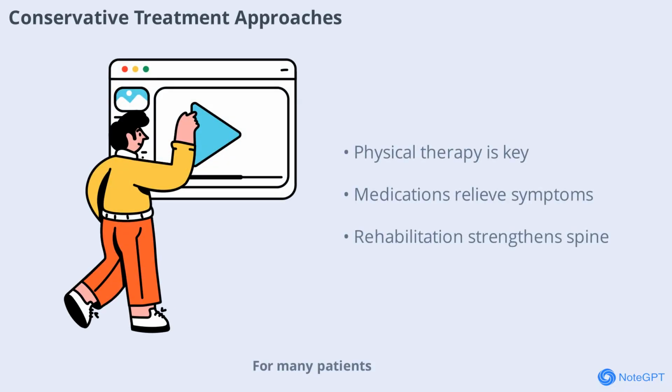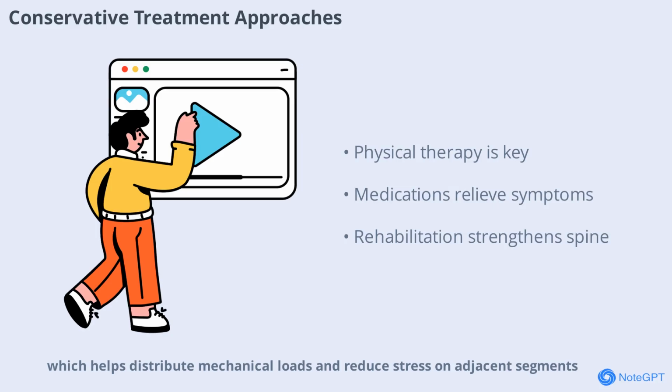For many patients, conservative treatments are the first line of defense against ASD symptoms. These include physical therapy, rehabilitation, medications such as NSAIDs and muscle relaxants, and lifestyle modifications. Postoperative rehabilitation focuses on strengthening spinal muscles and restoring core balance, which helps distribute mechanical loads and reduce stress on adjacent segments. Early intervention and a tailored rehabilitation plan can significantly improve function and quality of life.